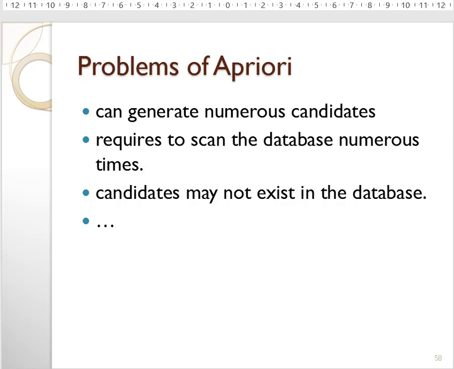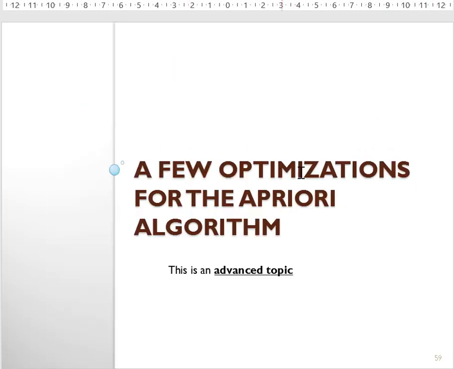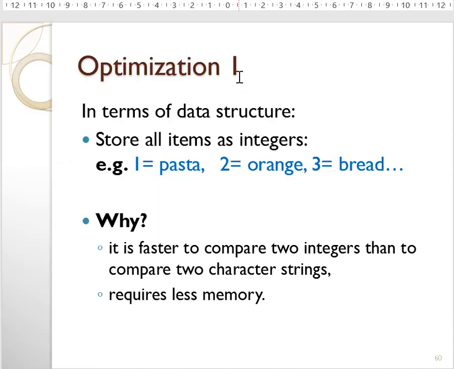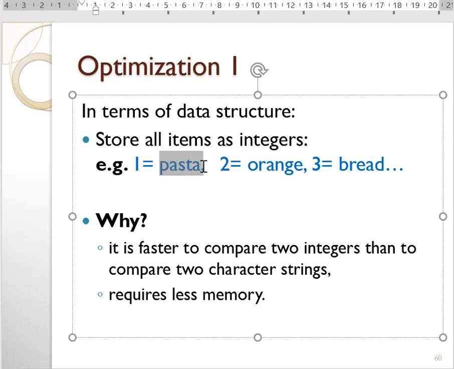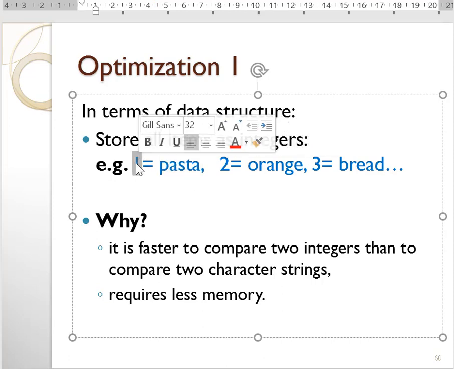Okay, so if you want to do programming, there are several optimizations you can make to make Apriori faster. Here I just want to give you a few ideas about how to make Apriori a little bit faster. So a first optimization: about the items, if you have items like pasta, you should not store this as a string. You should use integers like 1, 2, and 3. So instead of using pasta, orange, and bread, inside the program, you should use 1, 2, and 3.